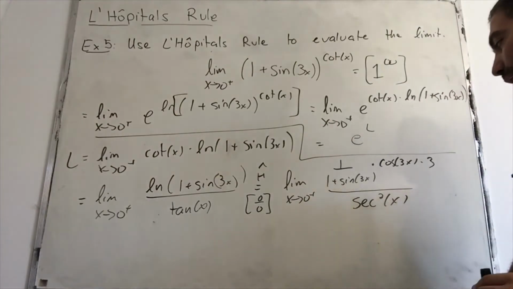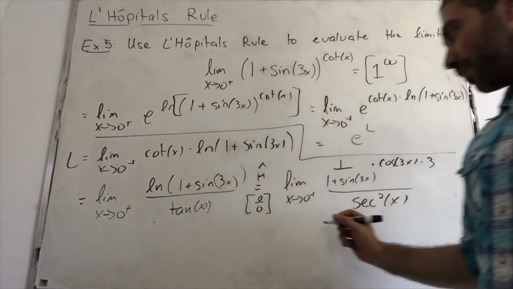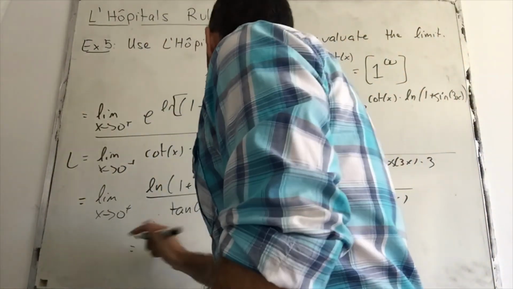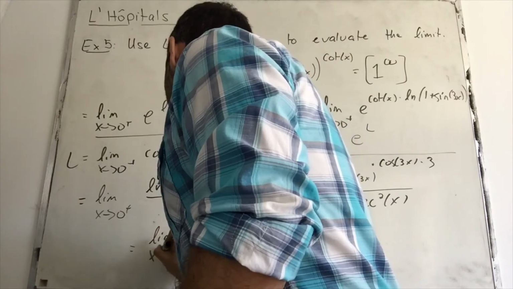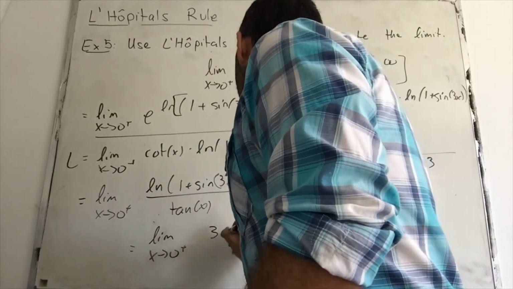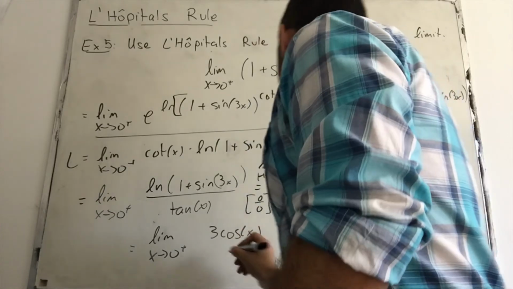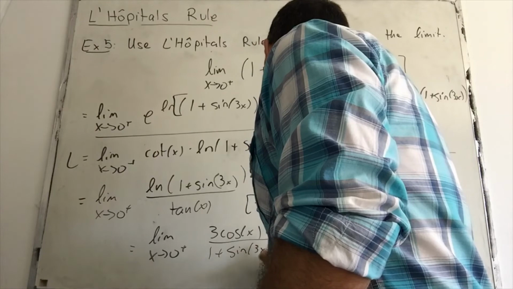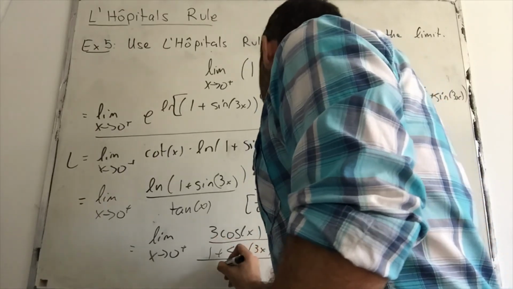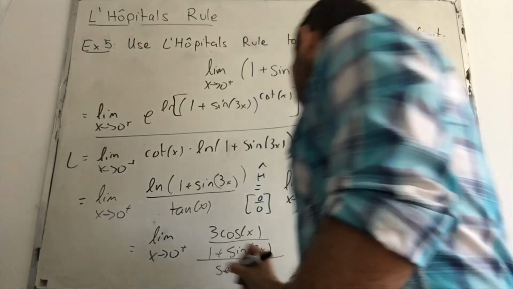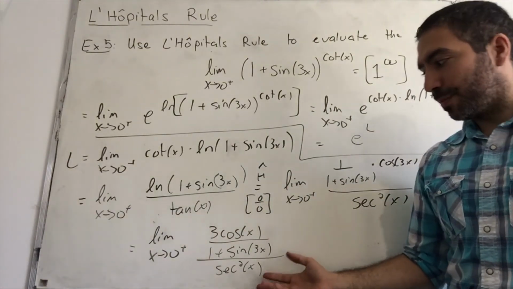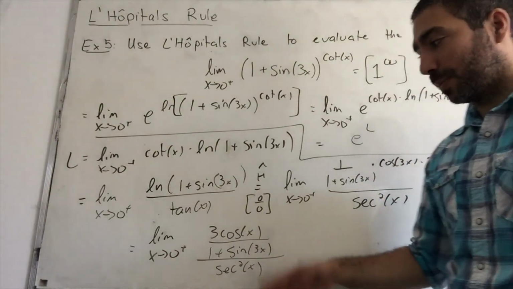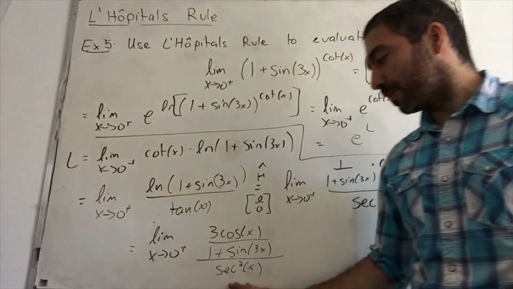Okay, so let's go ahead and simplify. What we get is, don't forget to write your limit as x goes to 0 from the positive side. On top we have 3 cos x over 1 plus sine of 3x, all that over secant squared. Okay. So this might look confusing, but at the end of the day, all you have to do is substitute at this stage, and it's going to work. So we could simplify it further, but substituting is easier, so I'm going to go ahead and substitute it directly.